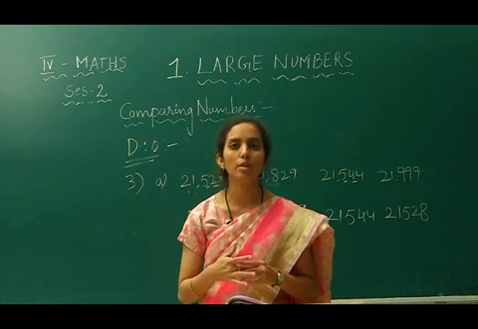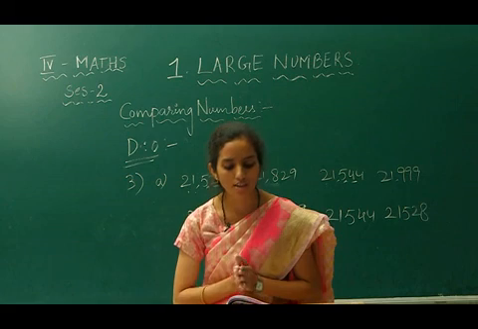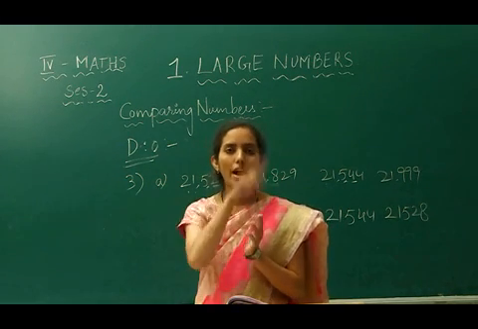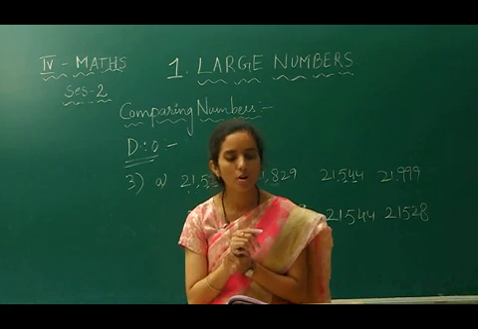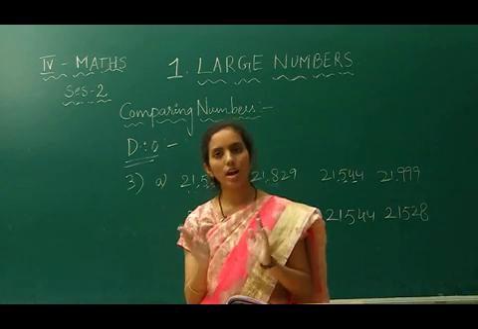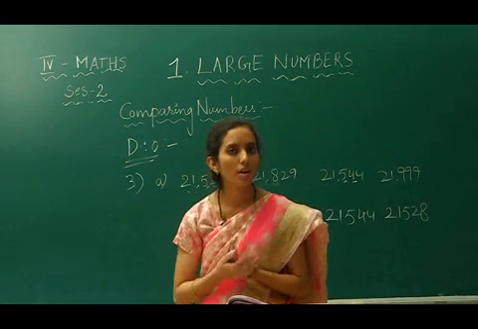Now, come to question number 5. Ring the smallest number in each set of the numbers. So, find out the smallest number and circle it, that is 28,016, 89,035, 5,946. So, what is the smallest number?